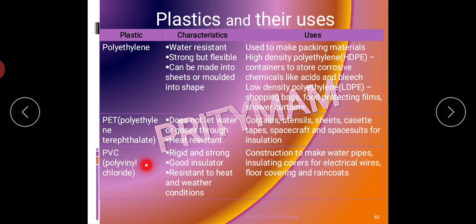PVC or polyvinyl chloride. Its properties: they are rigid and strong. They are good insulators. They are resistant to heat and weather. Nothing happens to it. And where are these used? They are used in the construction of water pipes, insulating covers of electrical wires, and so on. They are also used to make floor covering and raincoats.